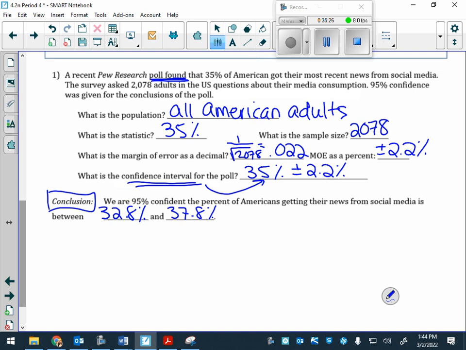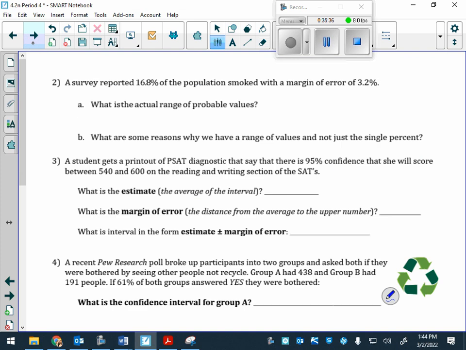When you guys take, if you take higher statistics classes, you're going to do different confidence levels all over, all right? Okay, so a survey reported 16.8% of the population smoked with a margin of error of 3.2%. What is the actual range of the probable values?